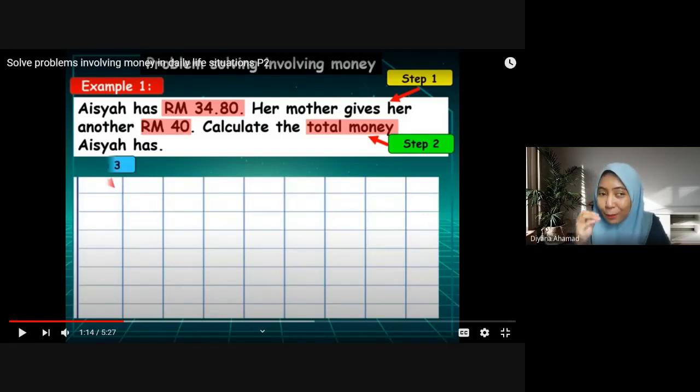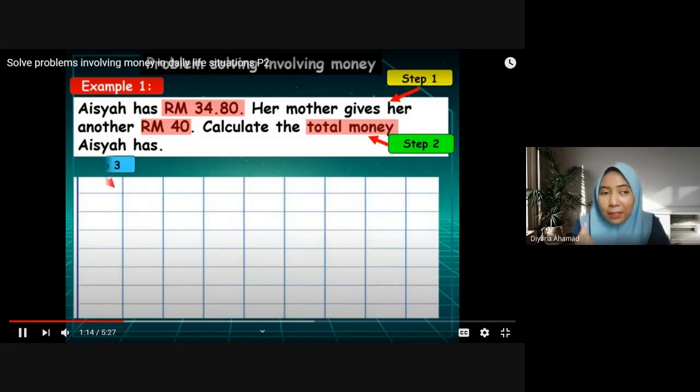Total, right? If the word is total, you need to combine. That means you need to do the plus money. We already learned about the addition of money, right? So the first step, arrange. You need to arrange your money. Okay, look at my screen.